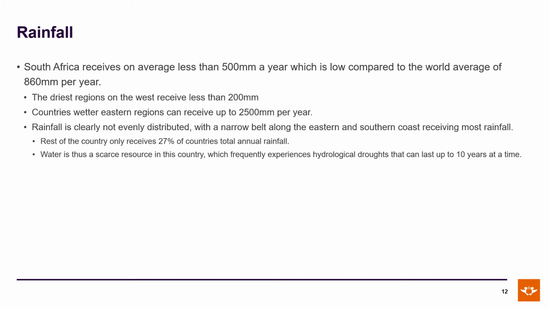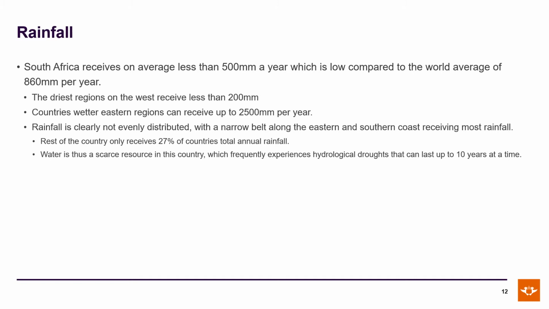So you can see that rainfall clearly is not evenly distributed, in which there is a narrow belt along the eastern and southern coast which gets most of the rainfall, and the rest of the country only receives less than a third of our annual rainfall, 27%. So water is thus a very scarce resource in this country.